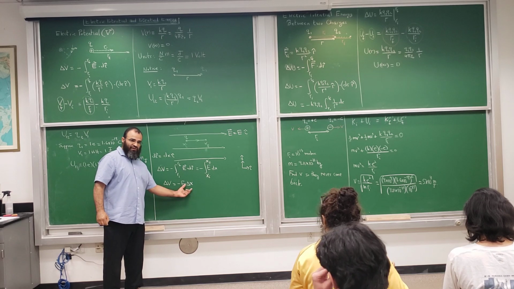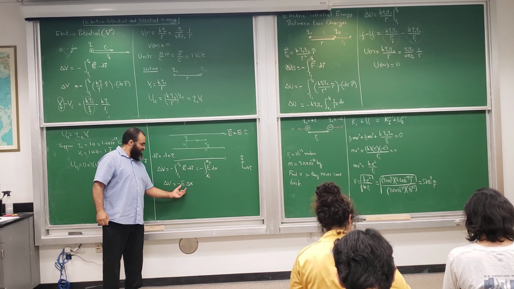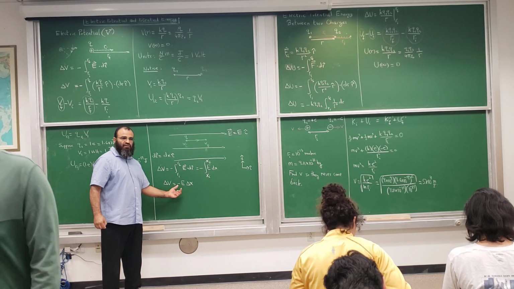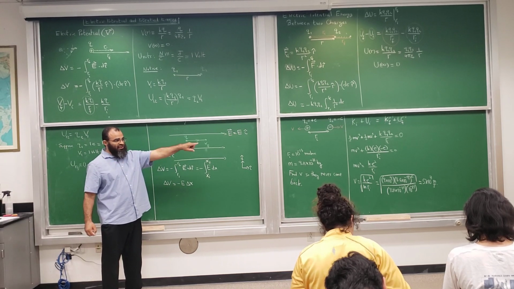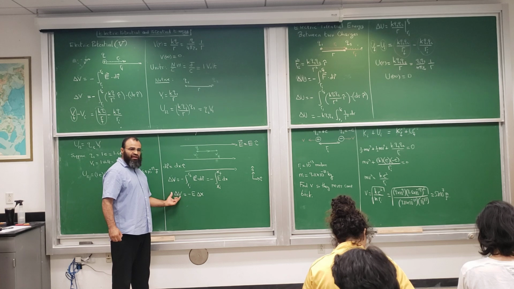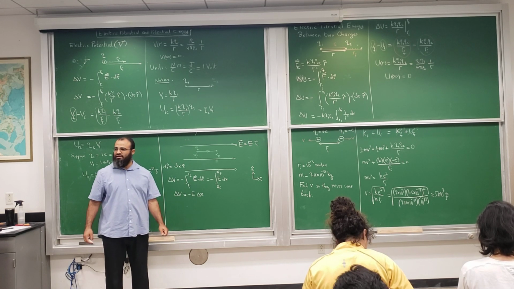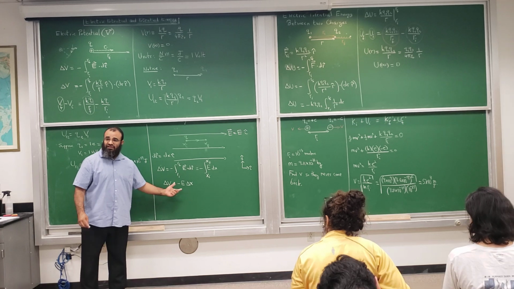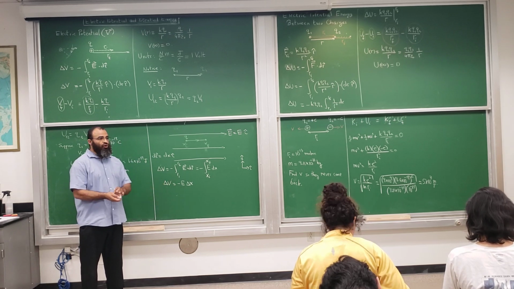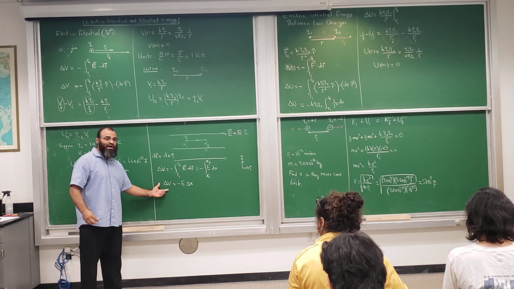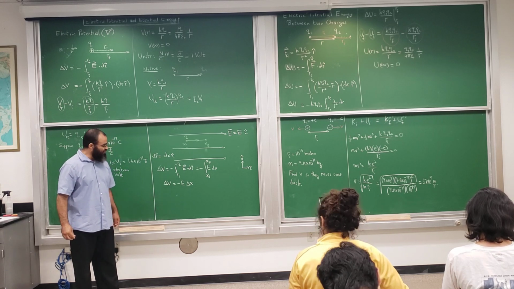So if delta x is positive, then the change in potential would be negative. So if you move in the same direction as the field, your potential change is negative. I hope that's clear. This is what this is saying to us. Earlier I demonstrated with my hands and with chalk, but here I just showed you with math.